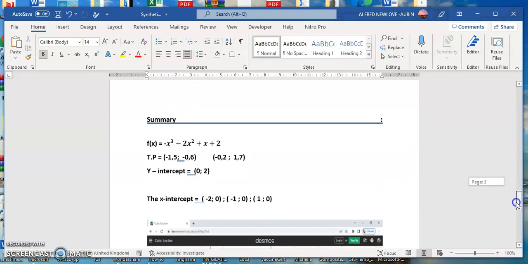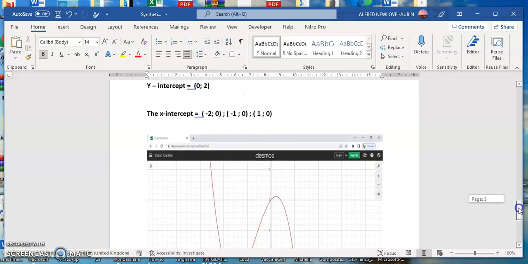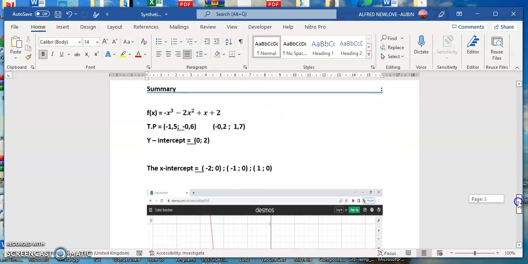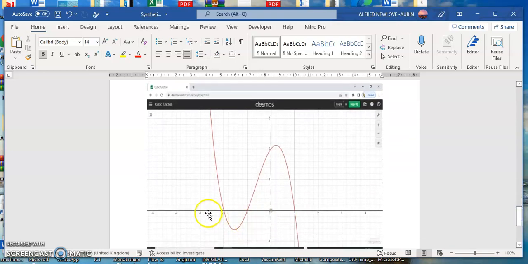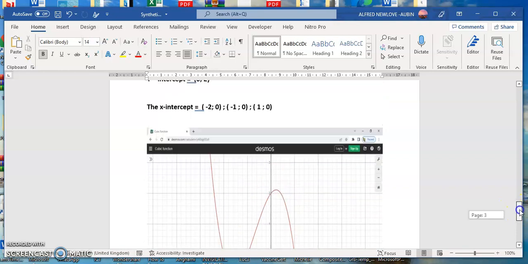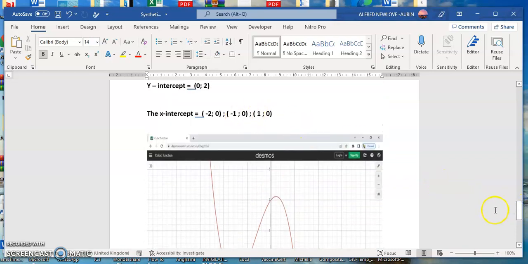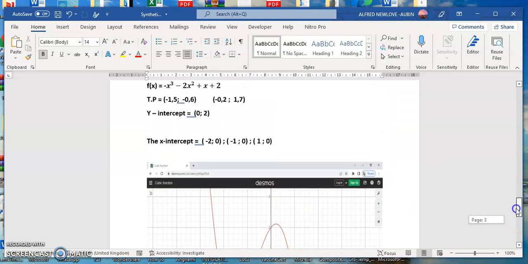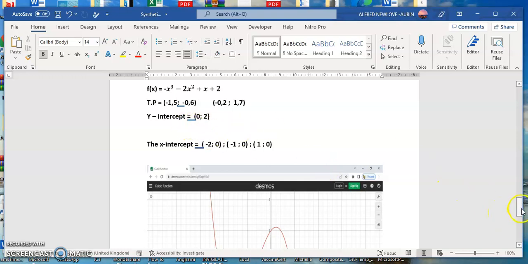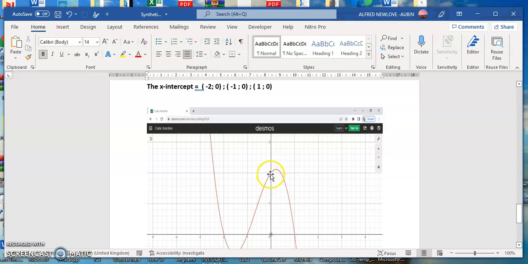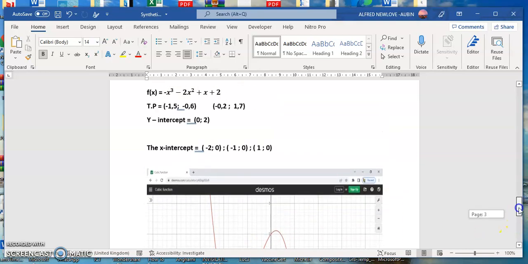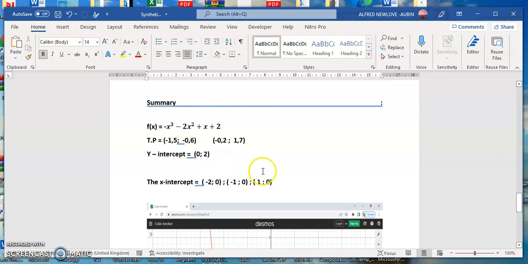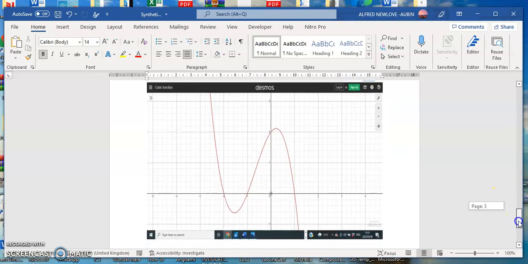So our summary: we have our f of x, our turning points, y-intercept, and x-intercepts. To draw our graph, we need our x-intercept minus 2, 0, then minus 1, 0. Then we have our y-intercept 0, 2. This is our 0, 2. Then we have our turning point, negative 1,5, negative 0,6.